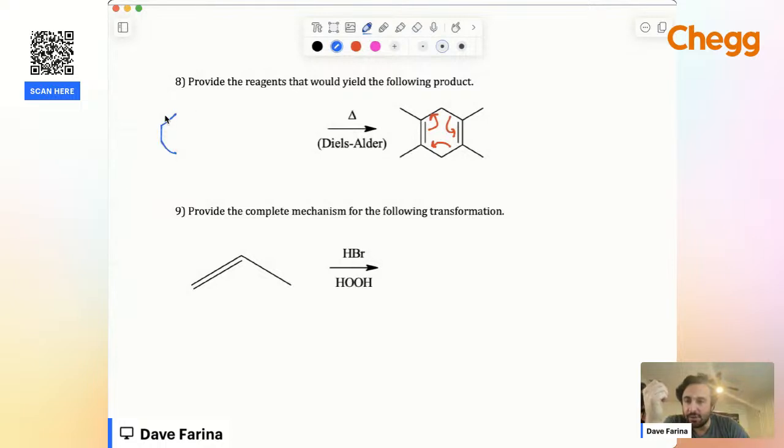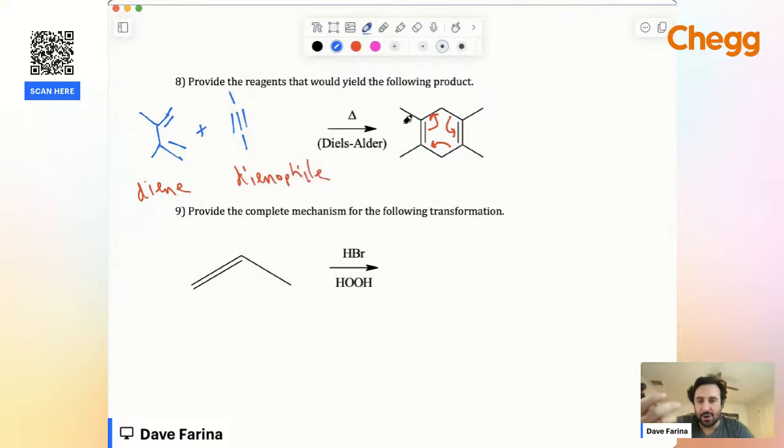We end up with this as our diene, and then this as our dienophile. And a couple things here. If you have just one six-membered ring, you know that you had two components, right? We're going to pull that apart and we're going to have the diene and the dienophile. The diene was not cyclic. If it was already cyclic, we'd have a bicyclic system.